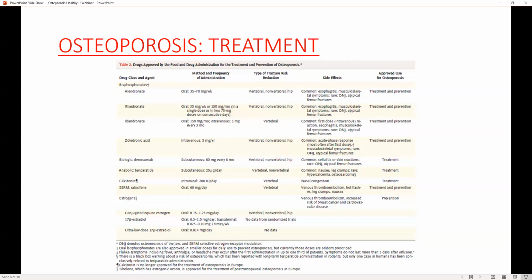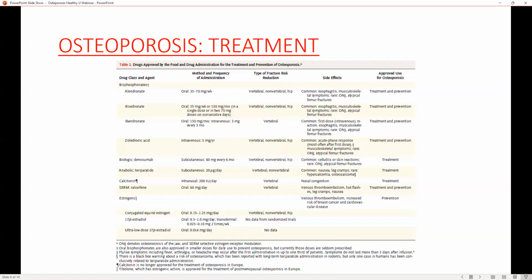Calcitonin is another natural hormone in the body that regulates calcium balance. It is available in an injectable form and also as a nasal spray, which is approved for treatment but not prevention of osteoporosis. The main side effect is nasal irritation or congestion. It has not been shown to reduce the risk of hip fractures.